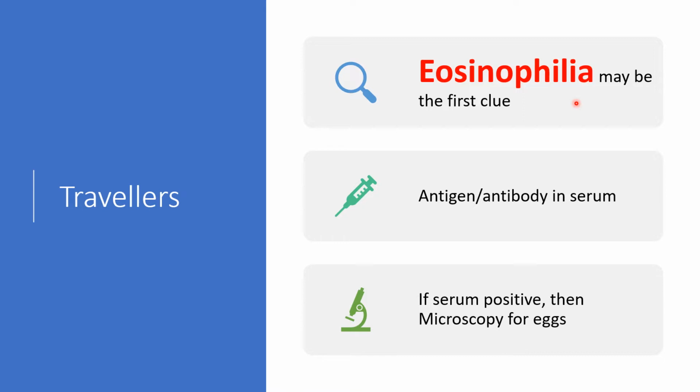If the travel history is pointing to visitation to the endemic zone, might not be schistosomiasis alone, any parasite whatsoever, that will give a clue that I may be dealing with parasite here. Then, antigen antibody in the serum. If serum is positive for antigen antibody, then we'll have microscopy for eggs. Don't worry, I'll go into details as per microscopy for eggs maybe.